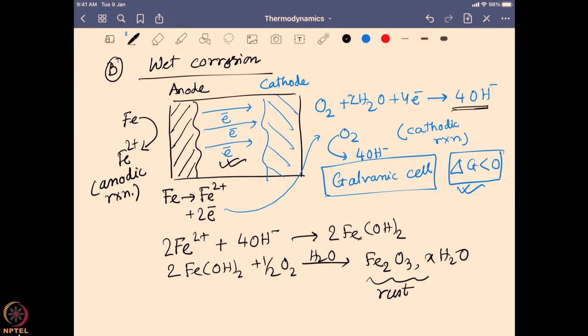So that is why you can see any iron system present very near to a water body gets corroded very easily and produces rust. That is because this process is thermodynamically very favorable. And that is what is happening. And if we want to compare wet corrosion and dry corrosion, wet corrosion is a much more common process. So we can say it is more prevalent compared to the dry corrosion process.